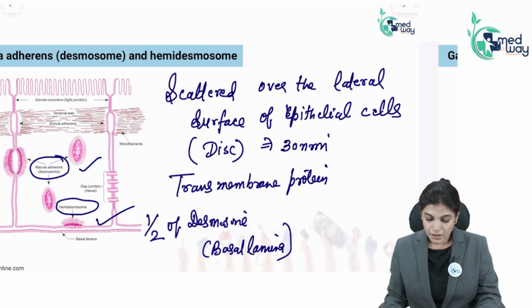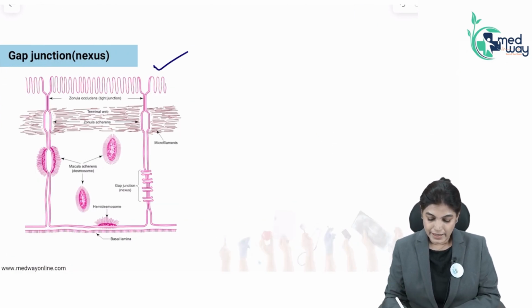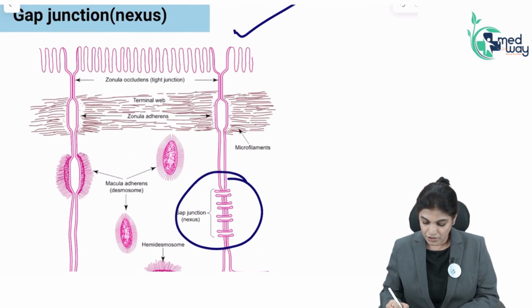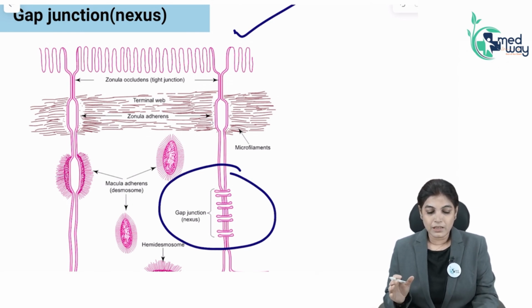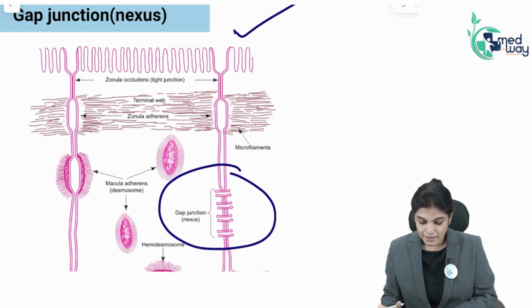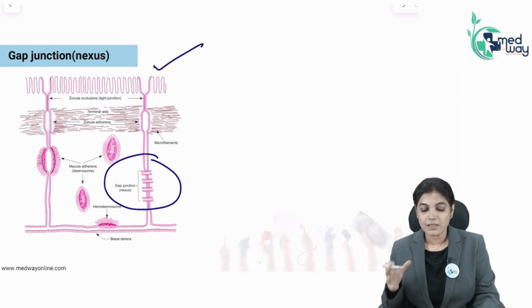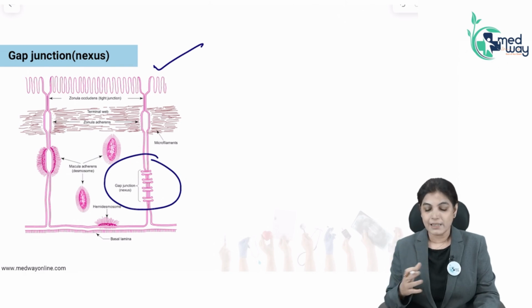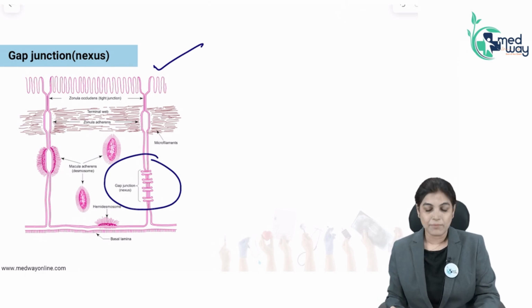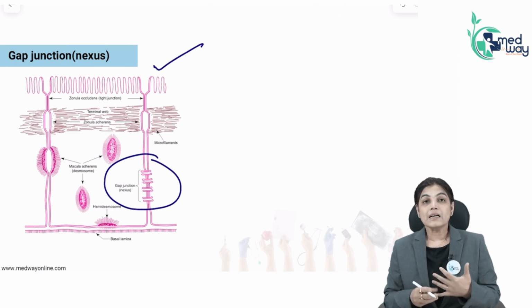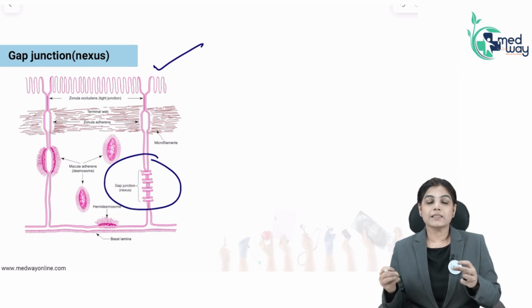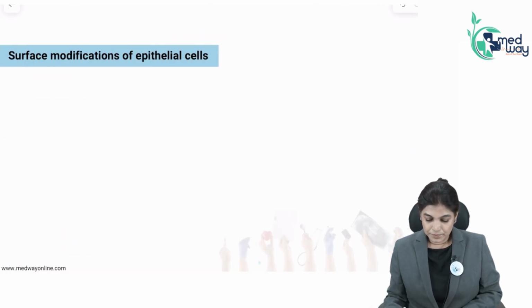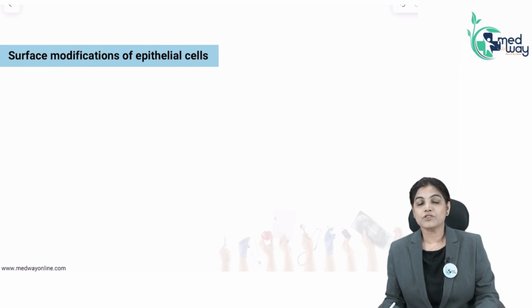Thereafter, let's talk about the gap junction. Let me enlarge this; you can see this is the gap junction. It is also present laterally, and it has interconnections that allow movement between the cells, and it also has a prominent gap. All these are very important cell junctions which you need to know, and cell adhesion molecules connect all these cells. Now I would like to talk about the surface modification of epithelial cells.